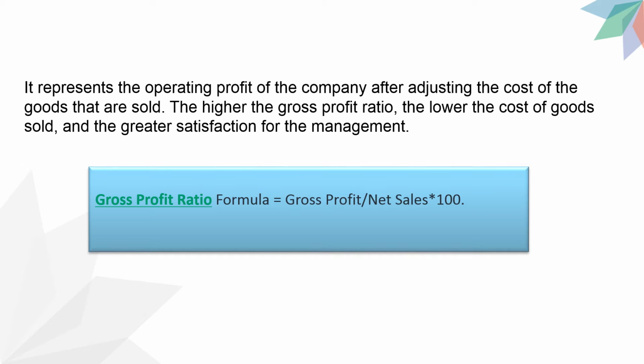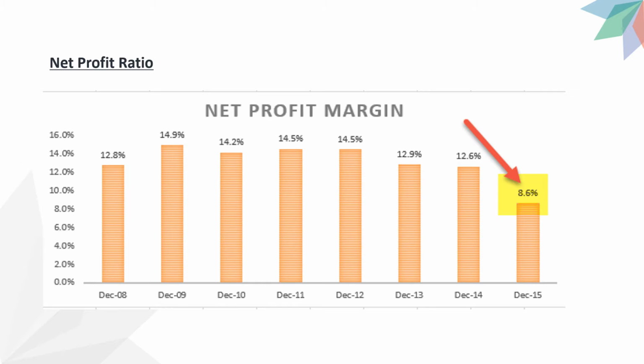Profitability ratios. It represents the operating profit of the company after adjusting the cost of the goods that are sold. The higher the gross profit ratio, the lower the cost of goods sold, and the greater satisfaction for the management. Gross profit ratio formula equals gross profit divided by net sales multiplied by 100.